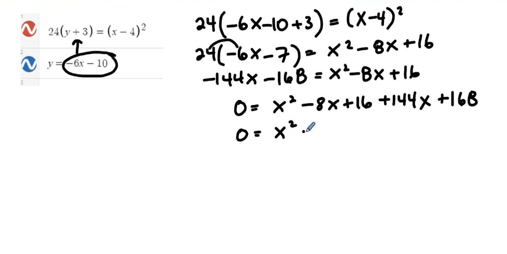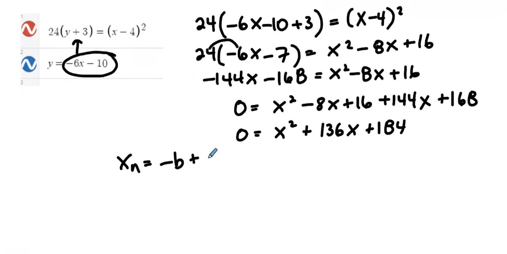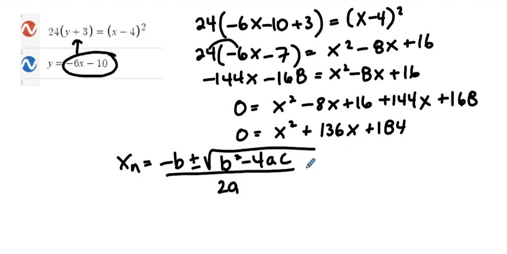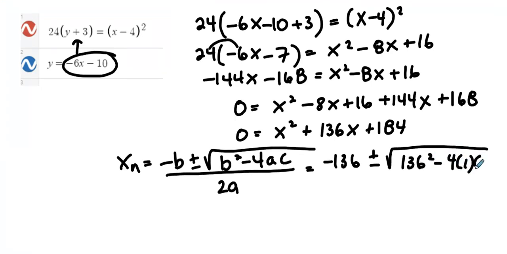Negative 8 plus 144, 136. 16 plus 68, 184. Okay. So we will use the quadratic formula: negative b plus or minus the square root of b squared minus 4ac all over 2a. Plug in our values. 136 squared minus 4ac, divided by 2.